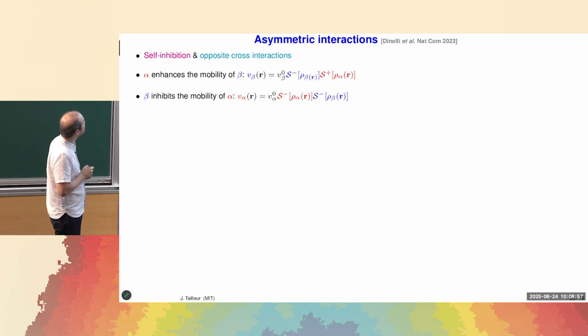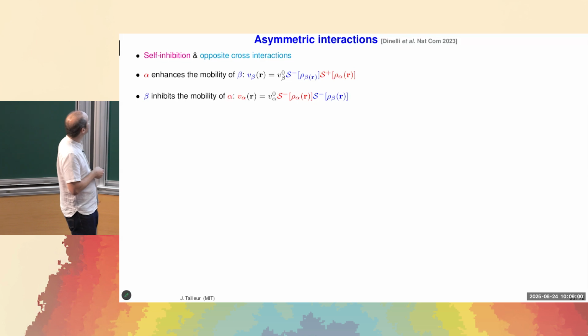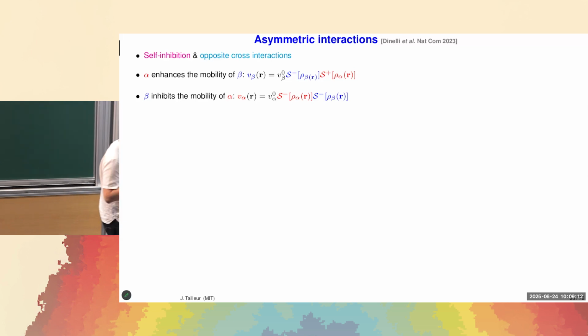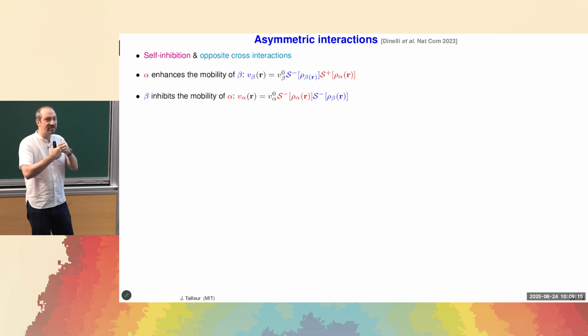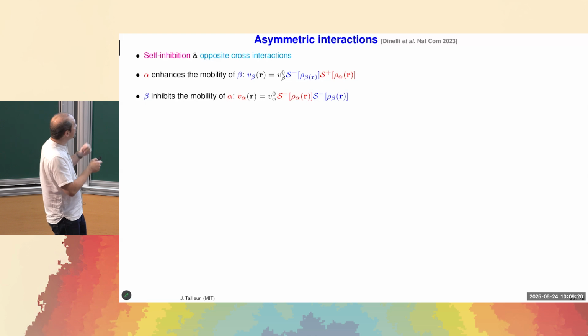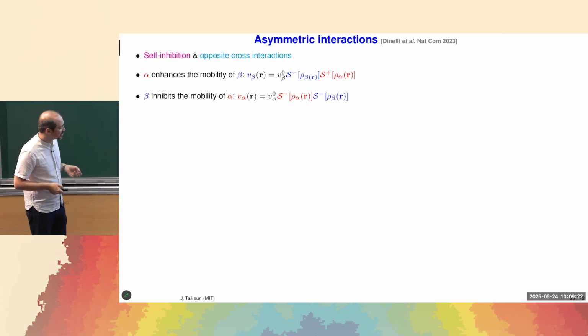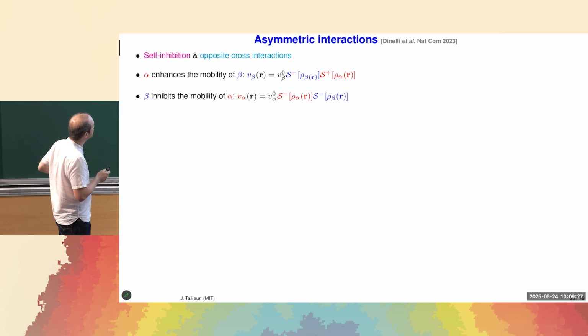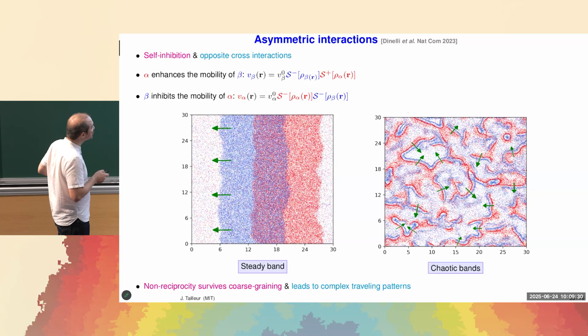And so we keep this self-inhibition, which is nice because it creates patterns very easily. And then we look at opposite cross interactions. So for instance, we'll have alpha enhances the motility of beta, and beta inhibits the motility of alpha. So if you remember what I told you, inhibition of motility is like attractive forces, but activation of motility is like repulsion. So there is a bit of, how do you say, incompatibility between these two interactions. And indeed, this can generate a run and chase dynamics.